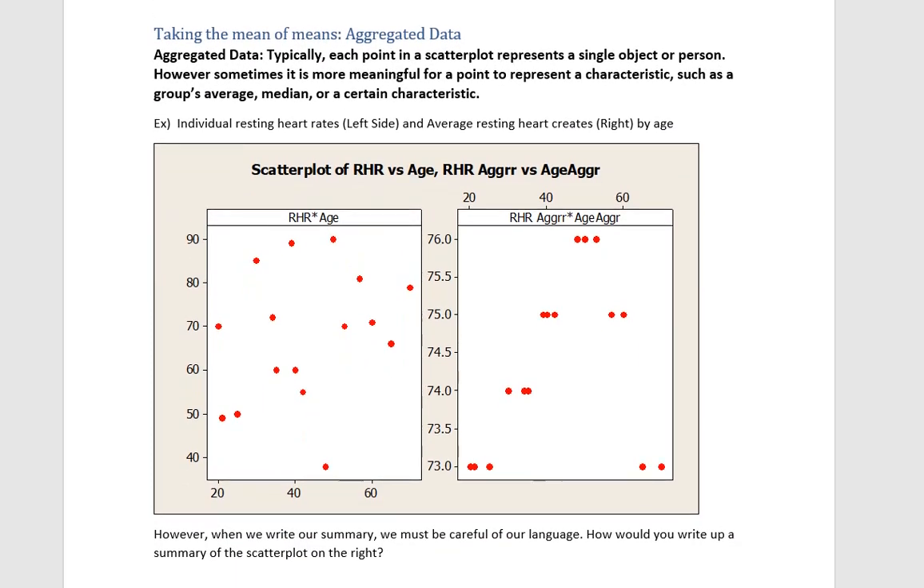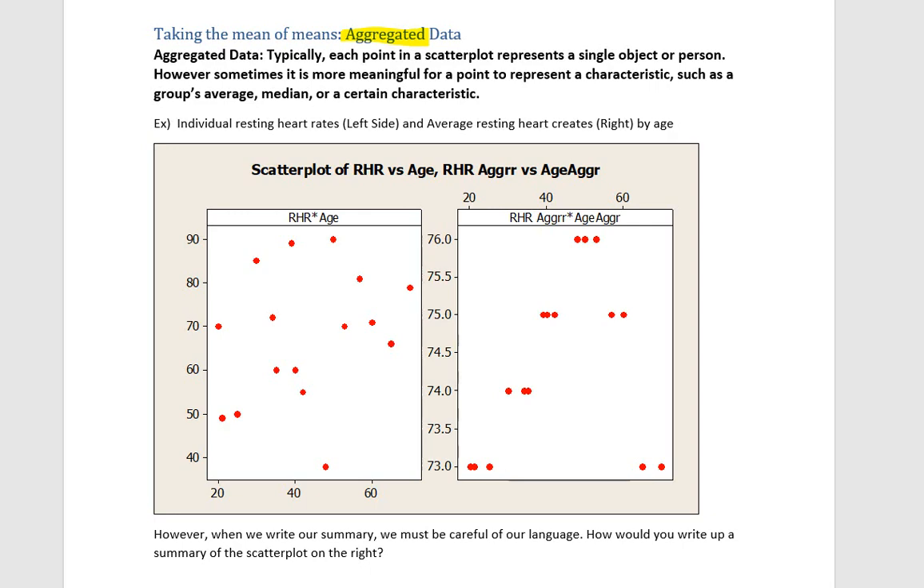All right. Aggregated data, we're not going to be talking about this too much in this course, but it's still a good thing that you should know the definition of. When we aggregate something, what that means is that we group things together and then take their average. So, for example, let's say that we're looking at the resting heart rate and age of people. Right here on the left-hand side, when we just look at each individual, we don't see any trend. Okay, there's nothing really going on.